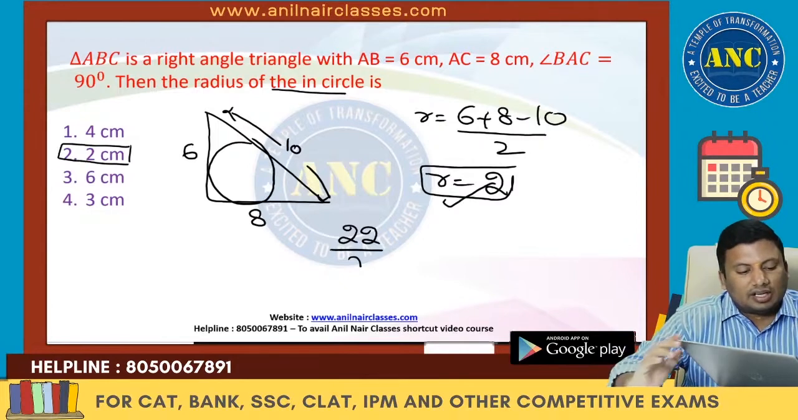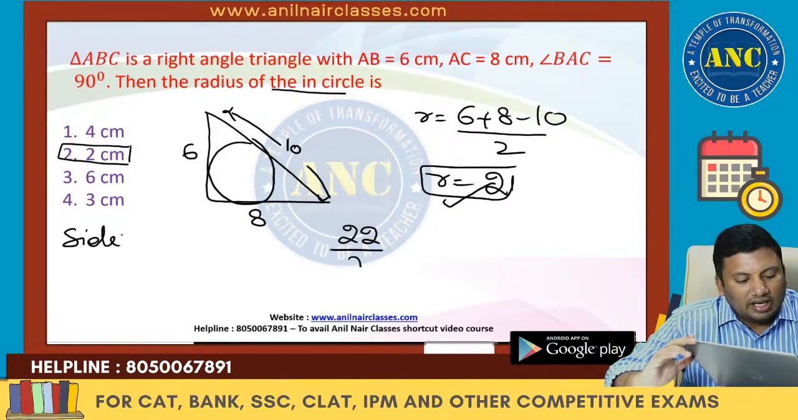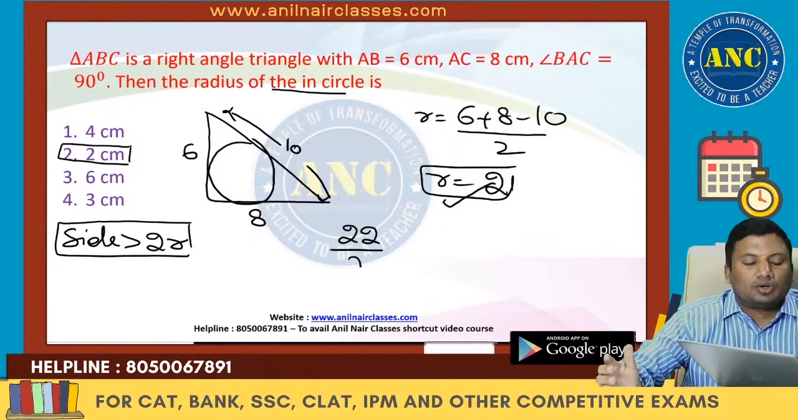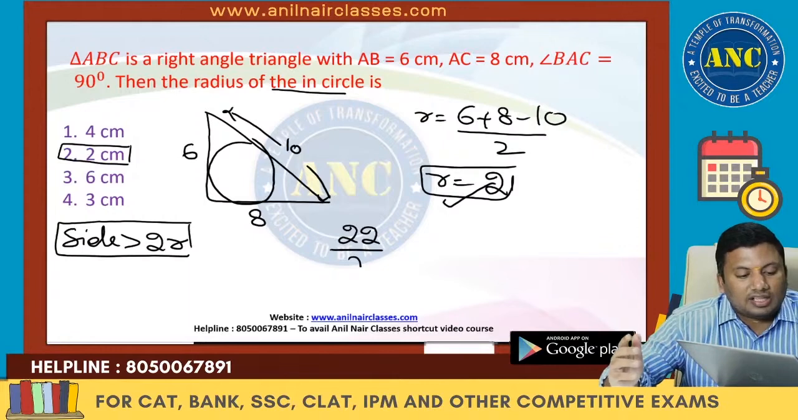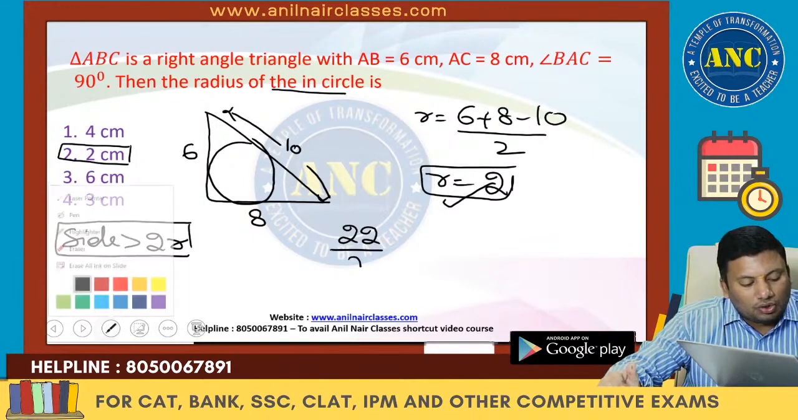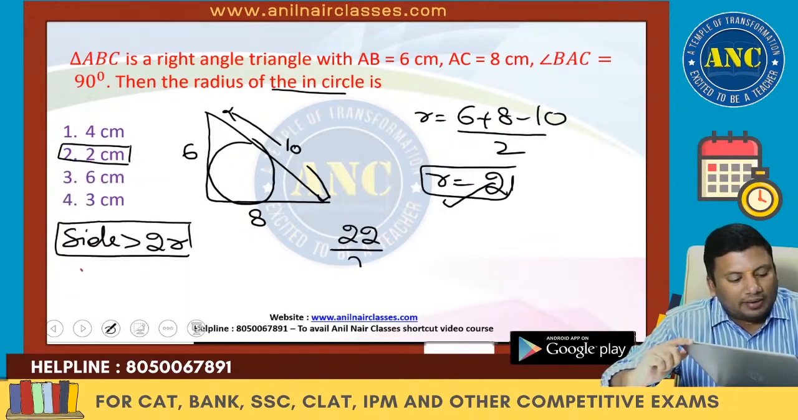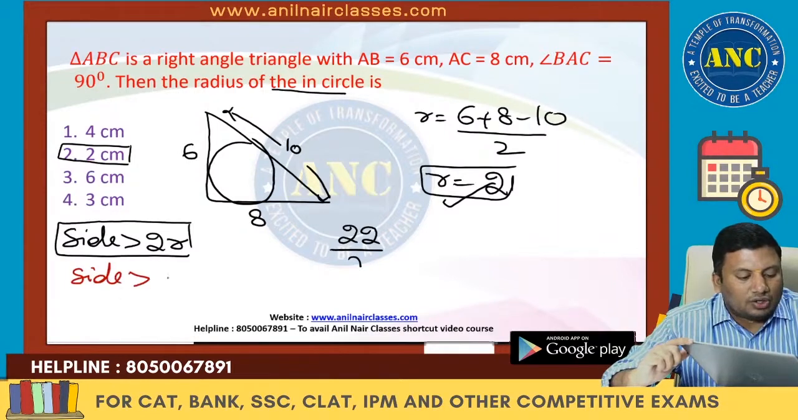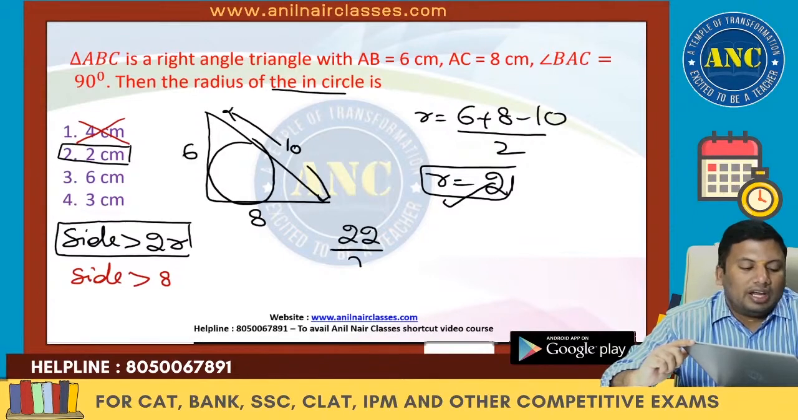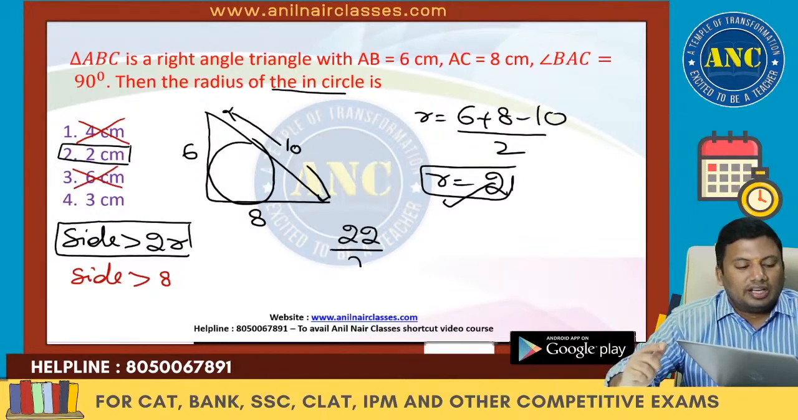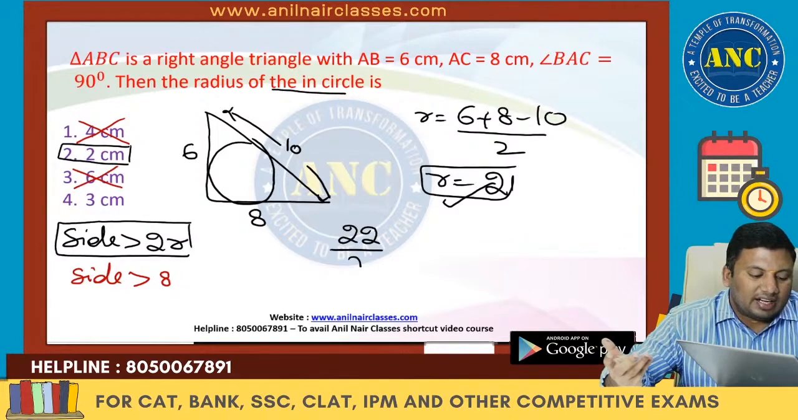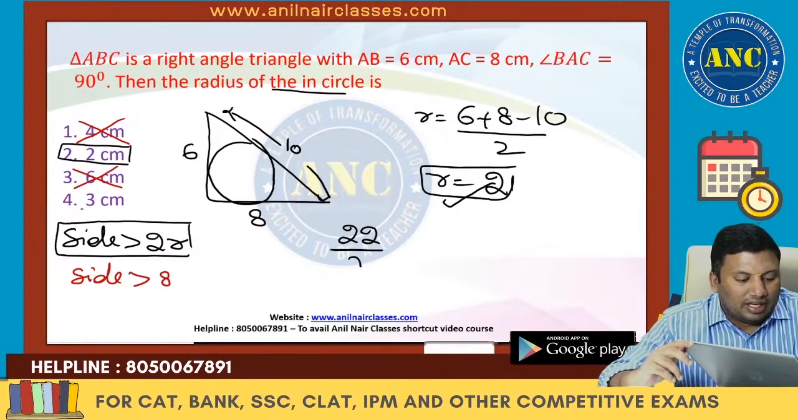Now see here, what did we discuss? The side should be greater than 2 into the inradius. In fact, all the sides should be greater than 2 into the inradius. If I take 2 into 4, that is 8, and 6 is not greater than 8. So if 4 is not possible, 6 is also not possible. 6 is greater than 12, not possible. Third option, 6 is greater than 6, also not possible.